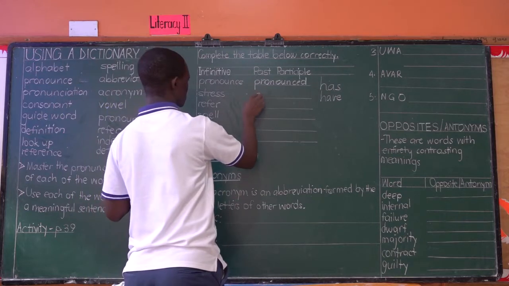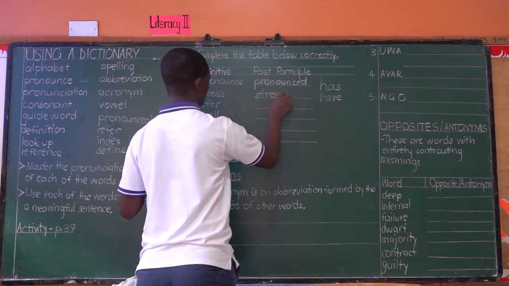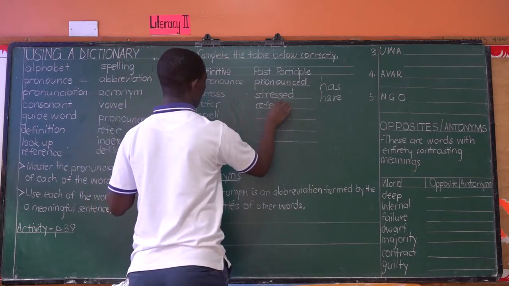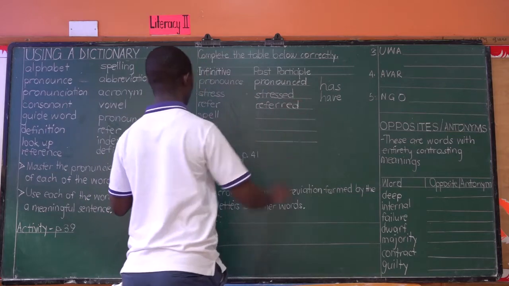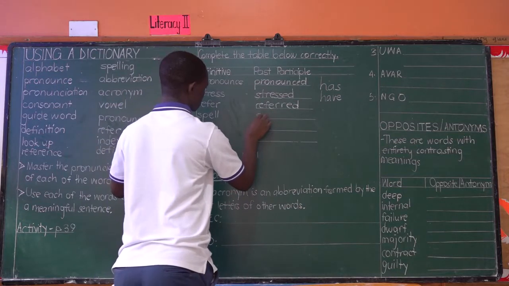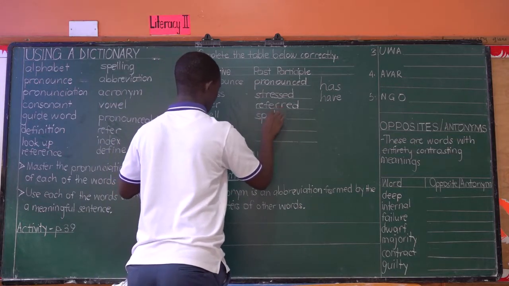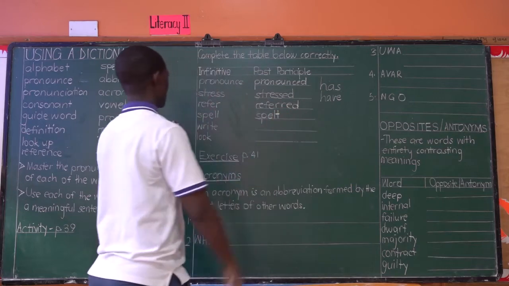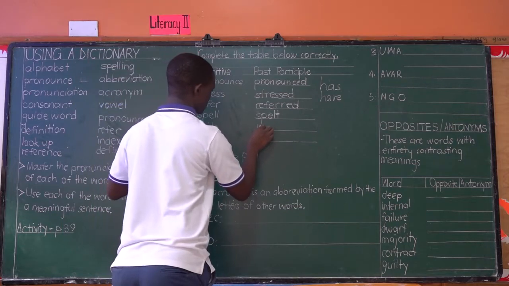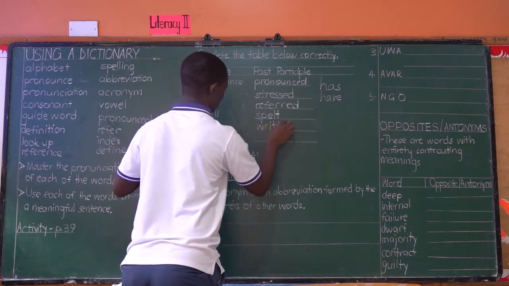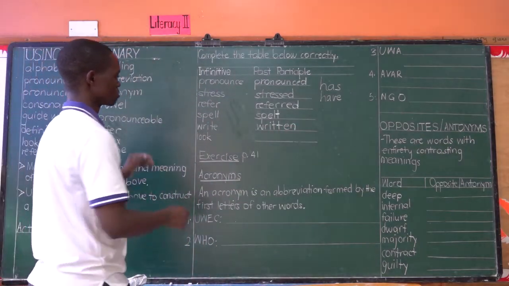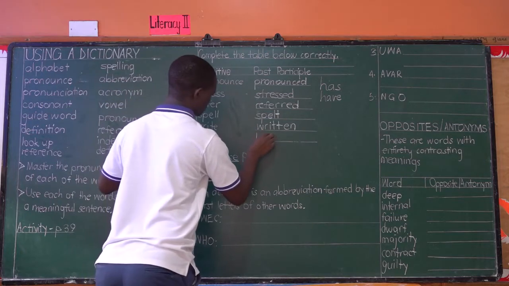Stress. Yes, stress should be our answer. Past participle: stressed. Then refer, referred, R-E-F-E-R-R-E-D. That is the past participle of refer. Next is spell, which changes to spelled. The teacher has spelled the word correctly. Next is write. I have written a lot of work today. I have written, W-R-I-T-T-E-N. And lastly, look, which obviously changes to looked.